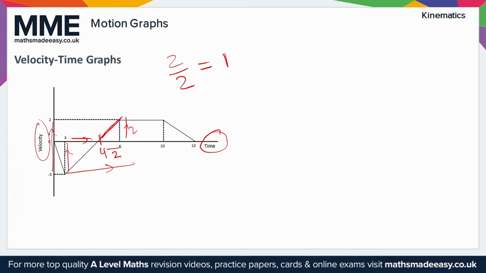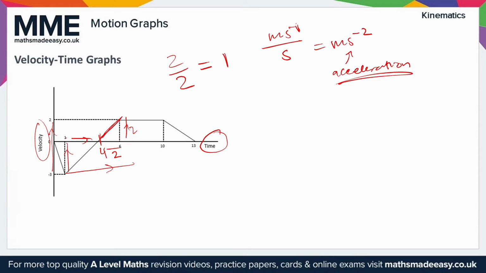What would our units be? Well, I've done meters per second over seconds. So use your rules of indices. This becomes ms to the minus 2, which we should know is acceleration. Okay, so very important that you remember that the gradient of a velocity time graph is acceleration.